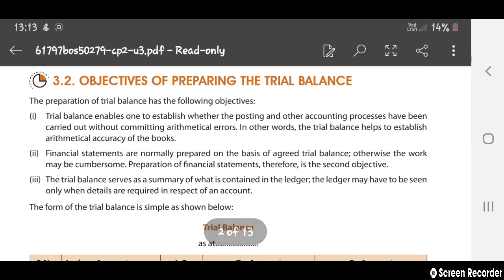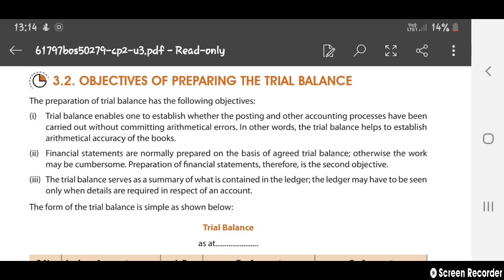The preparation of the trial balance has the following objectives that you should know. The trial balance enables one to establish whether the posting and other accounting processes have been carried out without committing arithmetic errors. In other words, the trial balance helps to establish the arithmetic accuracy of the books.